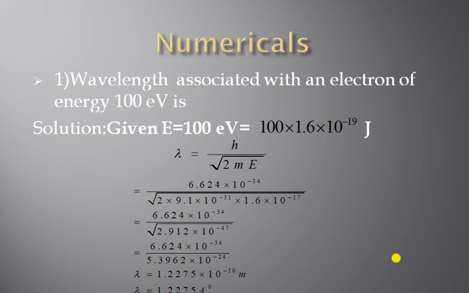Then the formula will be lambda equal to h upon square root of 2mE, where h is Planck's constant, m is the mass of electron, and E is the energy associated with the electron. So substituting the values, we get the value of lambda as 1.2275 angstrom unit.